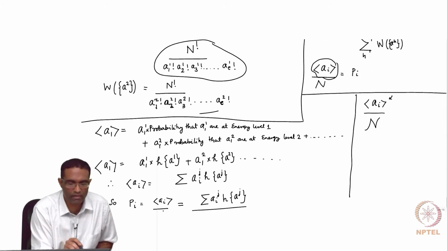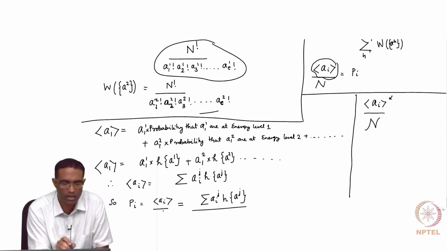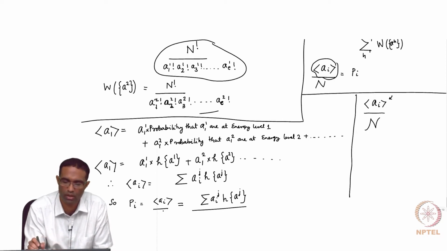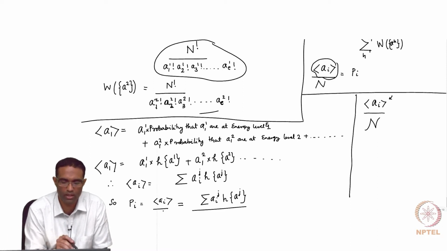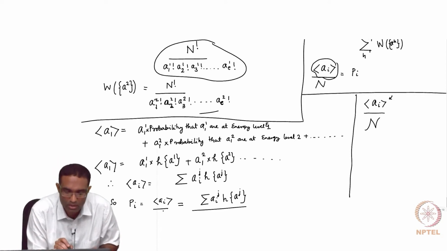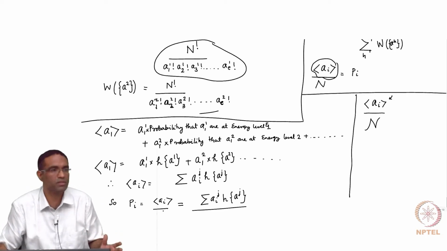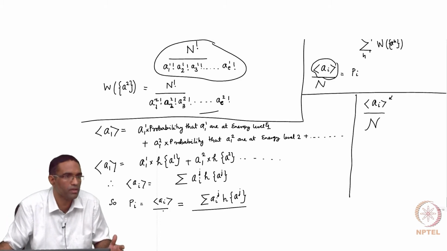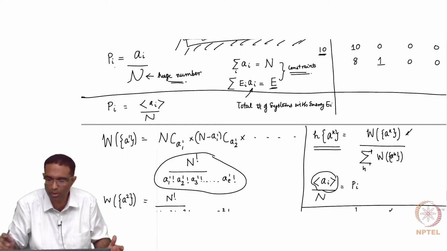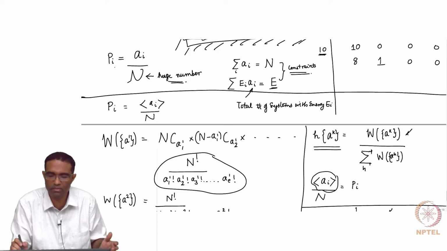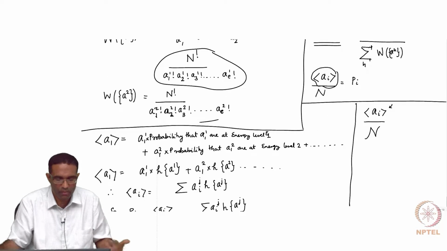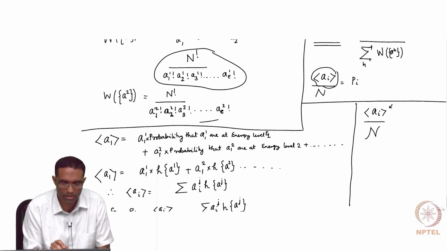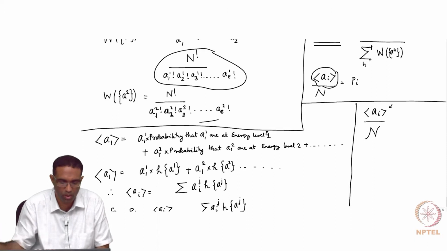So, the average number of systems with A1 is nothing but A11 times the probability that A11 systems are at energy level 1 or E1, right? A12 times the probability that, and so on and so on. Now, what is the probability that A11 systems are at energy level E1? It is nothing but the probability that the A1 distribution is realized, isn't it? Right? So, this is nothing but A11 times H of A1 plus A12 times H of A2 and so on.